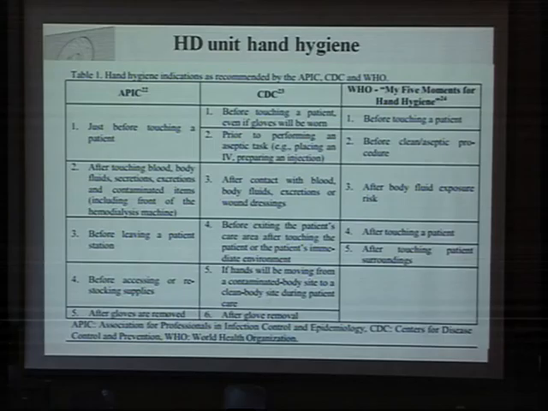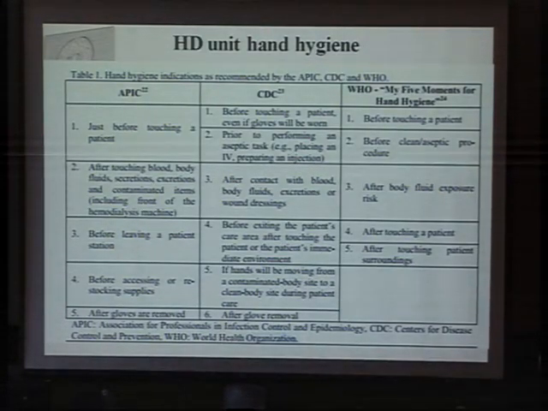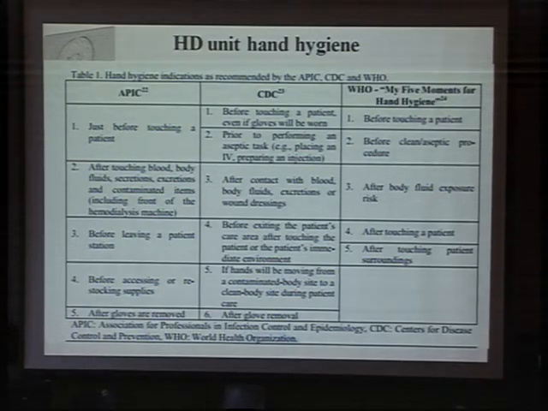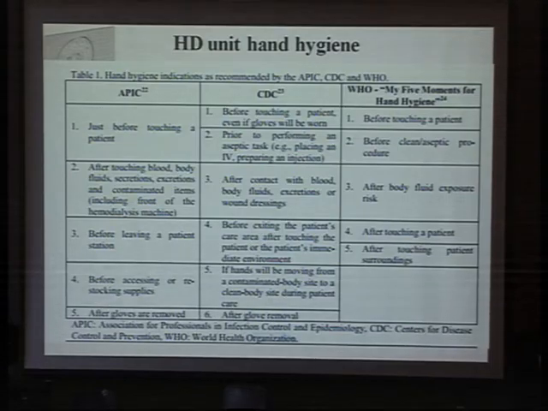Our big book to be followed for infection control are the APIC, Association of Professional Infection Control, and the CDC and WHO. They put this nice table for hand hygiene, and there is a little bit of difference. For WHO, there are 5 steps, but CDC and APIC mention 6 steps. The last one is after gloves are removed, we should do hand hygiene.